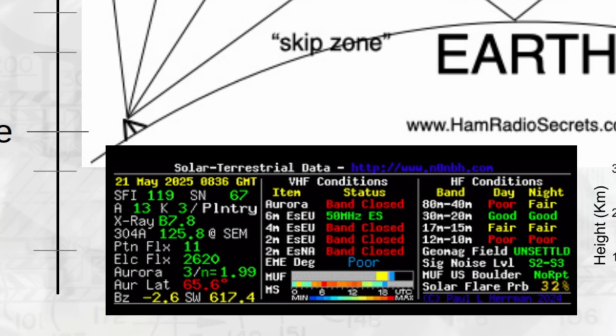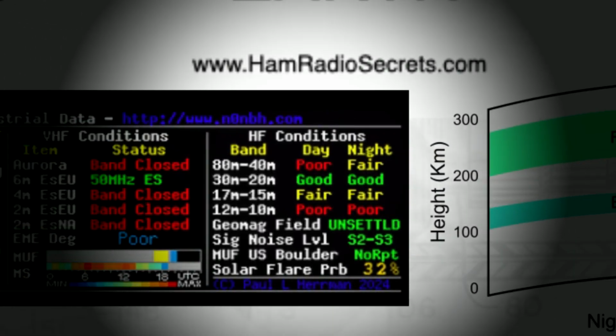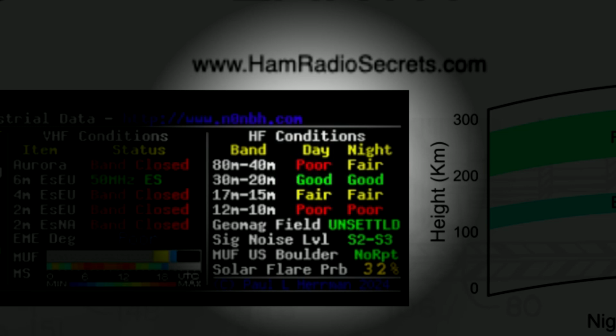So as you can see here, we can pull up solar terrestrial data, and this gives us kind of a weather forecast for different propagation conditions. So if you look at the column to the right, you can see HF conditions. So if you have a wavelength of between 80 meters and 40 meters, you can see that for this particular date, May 21st, 2025, the conditions during the day were poor, and during the night they were fair. But for 30 meters to 20 meters wavelength, you had good conditions both during the day and the night.